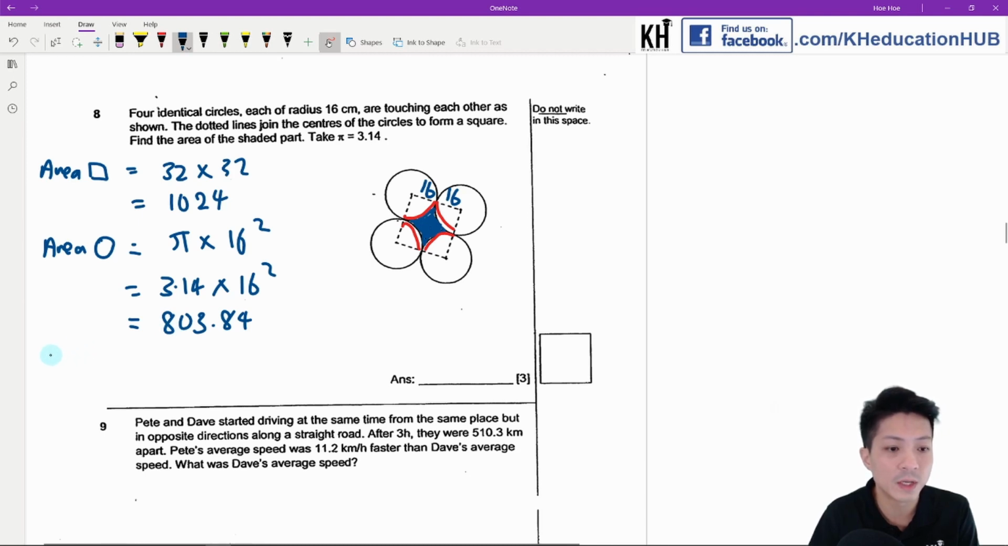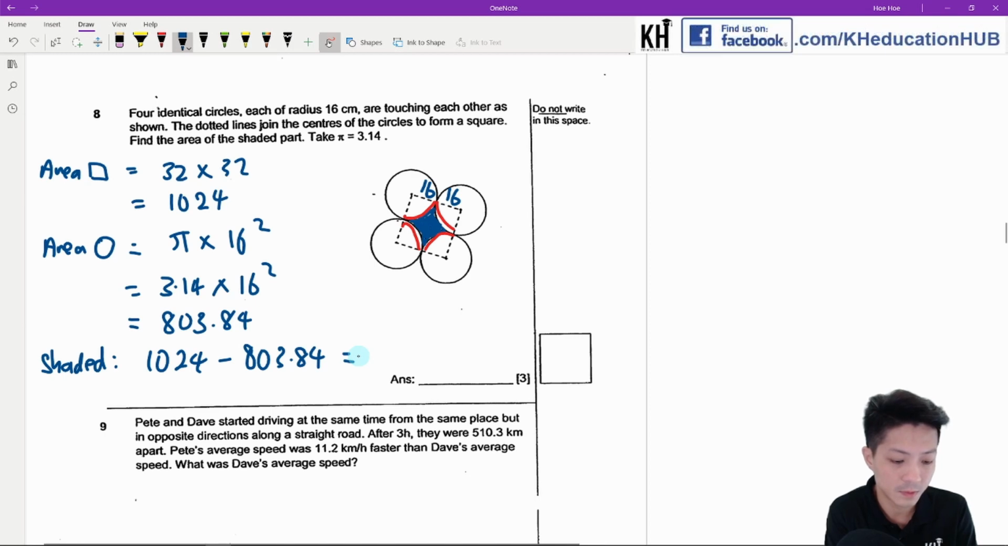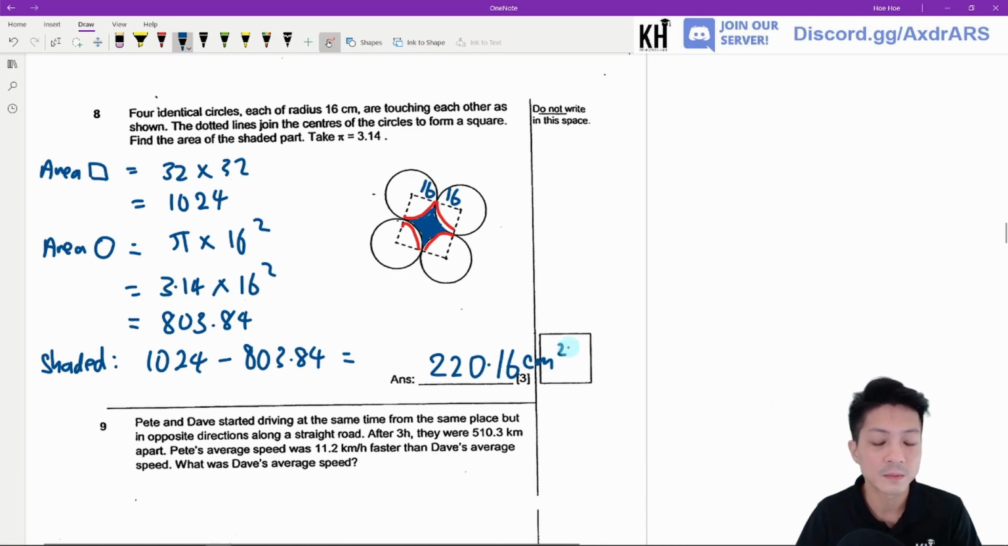Okay, so that means the area of the shaded part will be 1024 minus away the 803.84, which will be equal to 220.16 cm square.